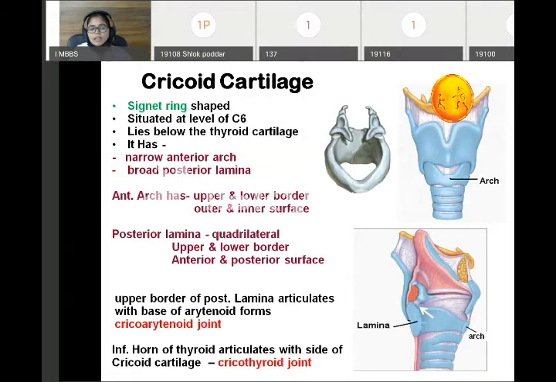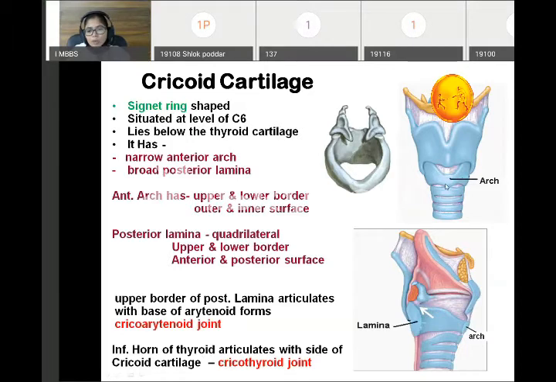Now the next cartilage is the cricoid cartilage. The cricoid cartilage is a signet ring-shaped cartilage. It is situated at the level of the C6 vertebra. It lies below the thyroid cartilage. You can see this is the thyroid cartilage and this is the cricoid cartilage.